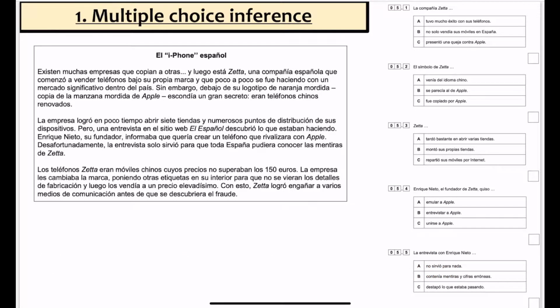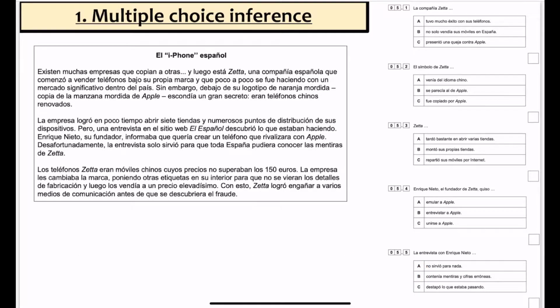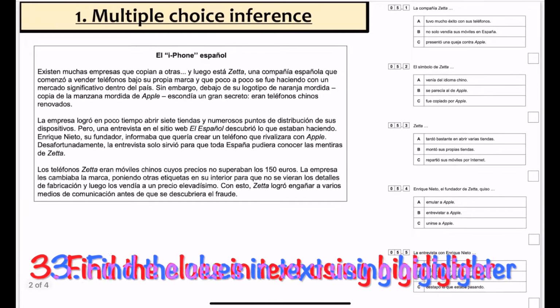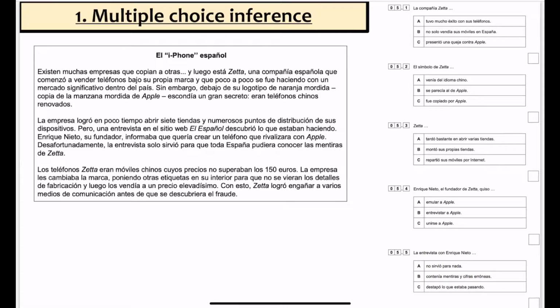So starting with 5.1, I would then translate the sentence into English in my head, and the options. So la compañía Z tuvo mucho éxito con sus teléfonos, so was very successful with its phones. No solo vendía sus móviles en España, so didn't just sell its mobile phones in Spain. And presentó una queja contra Apple, presented a complaint against Apple. It's a case of going to the text and finding clues that point us in the direction of the answer. So, if we start with this one.